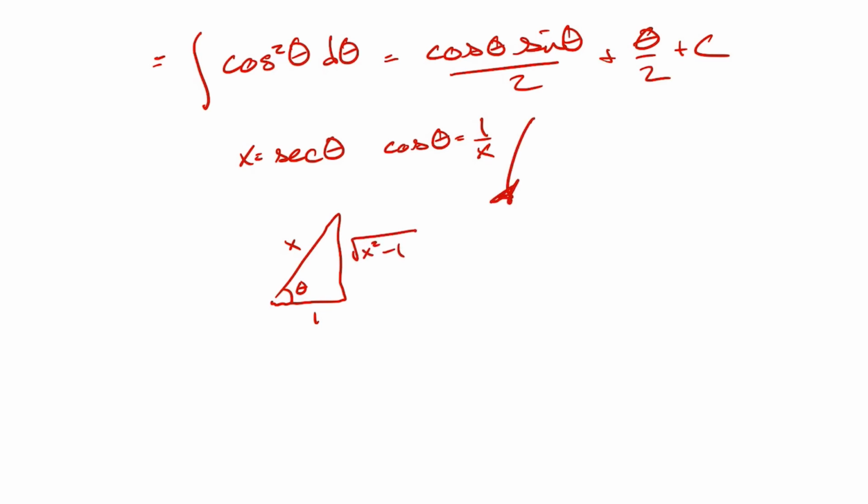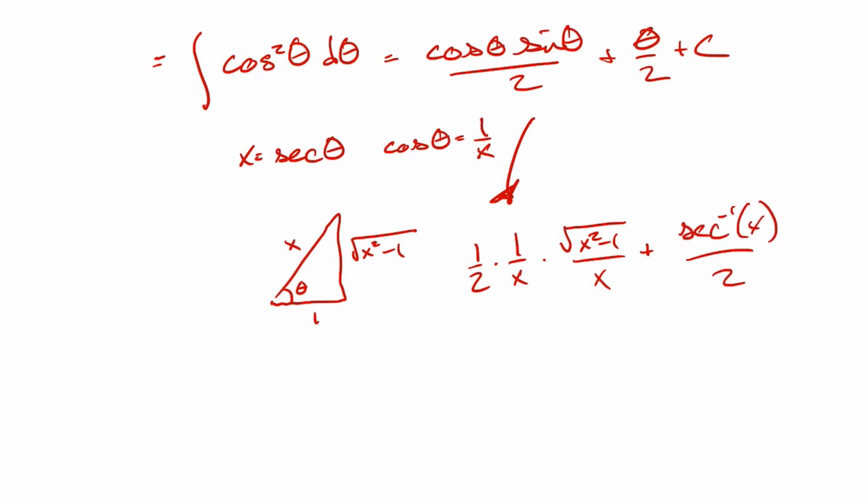Our solution then becomes 1/2 times 1 over x, because that's cosine, times the square root of x squared minus 1 over x, because that's sine of theta, if you look at the triangle. And then for the next bit, theta over 2, we have to look at x equals secant theta, which is our original substitution. And if x equals secant theta, then theta is equal to secant inverse of x. Secant inverse of x over 2 plus c.